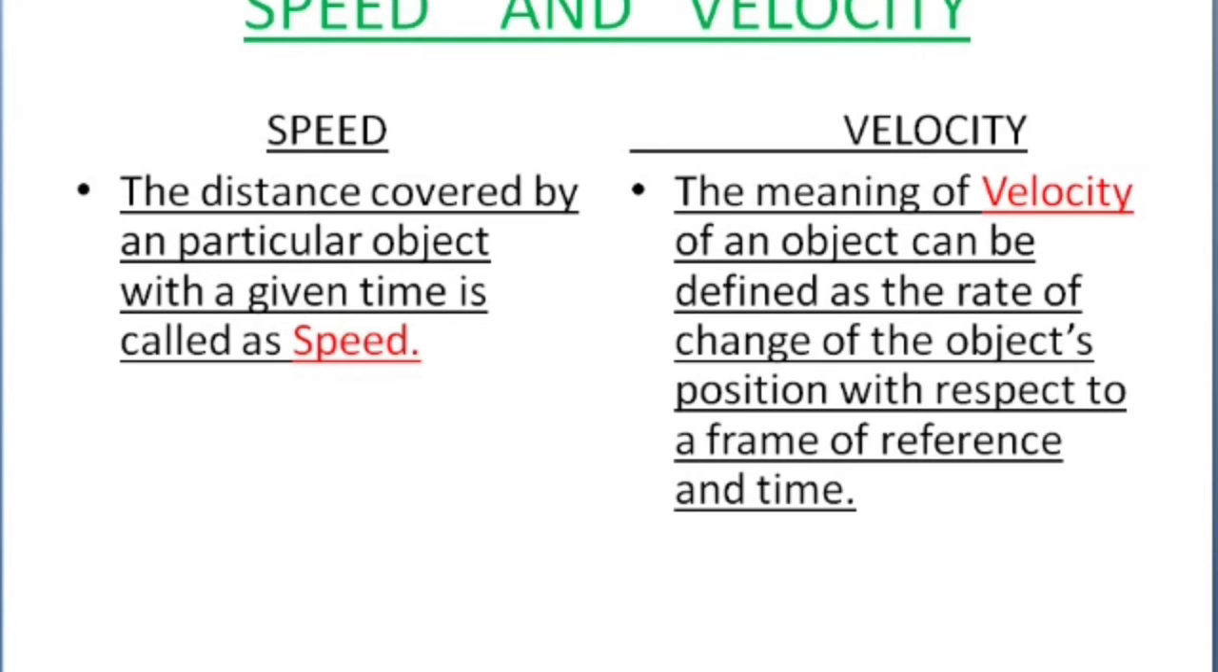Velocity. The velocity of an object can be defined as the rate of change of the object's position with respect to a frame of reference and time. I do hope that you didn't understand. Let me say a simple meaning of that. Velocity simply means the speed of an object given with a direction.